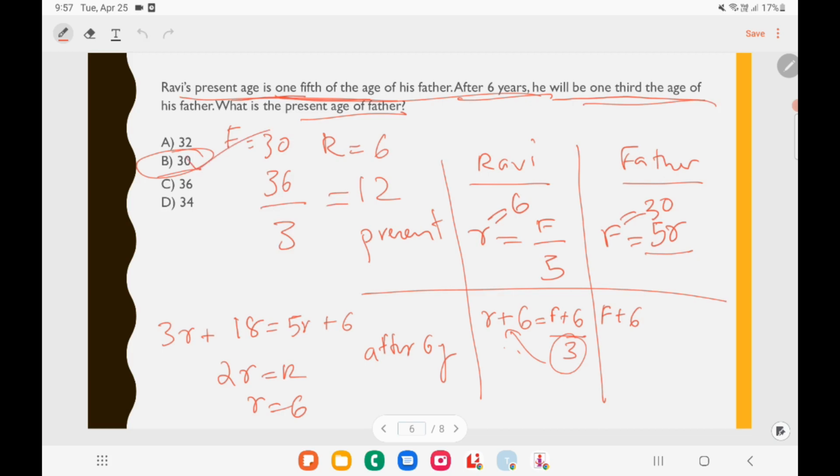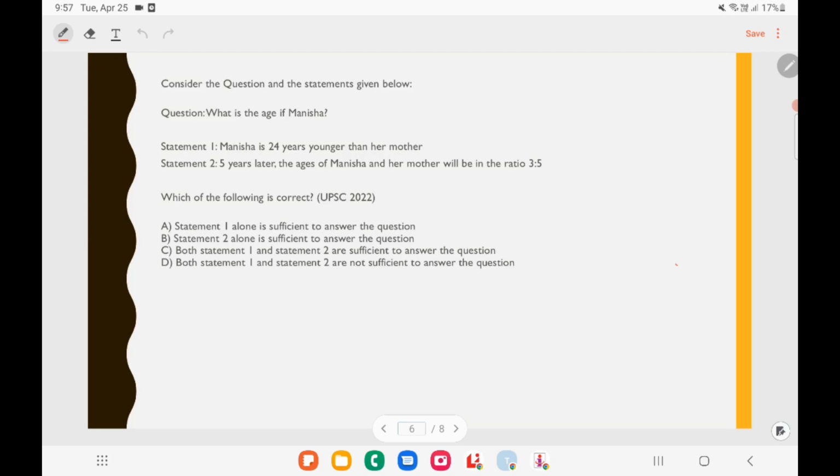Okay. So now let's look into a different question. This is from UPSC 2022. Again, this is a statement based question. You are given a question and then you are given 2 statements, and we need to see how many statements are required to answer that question. So in this type of question, actually you don't need to find the answer of the question. You just need to check whether you are able to find the answer of the question, right?